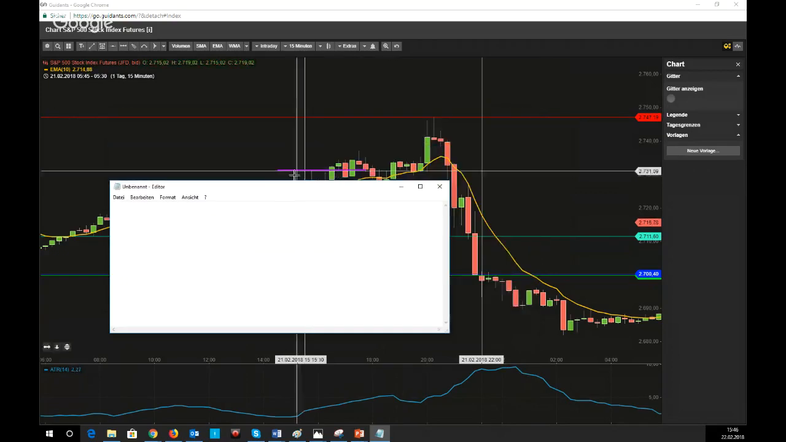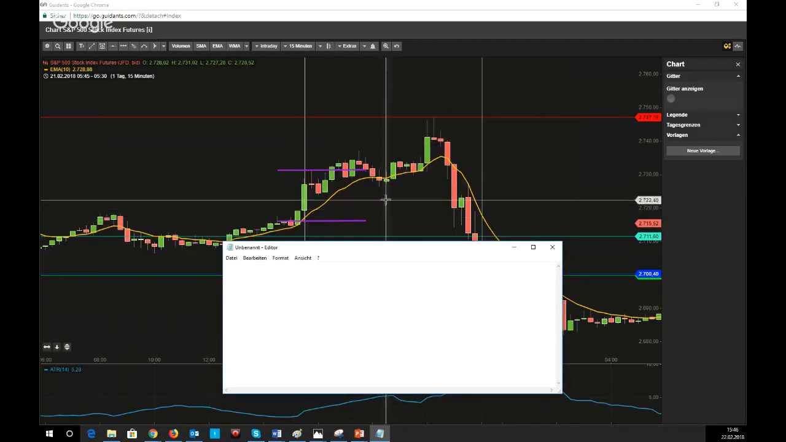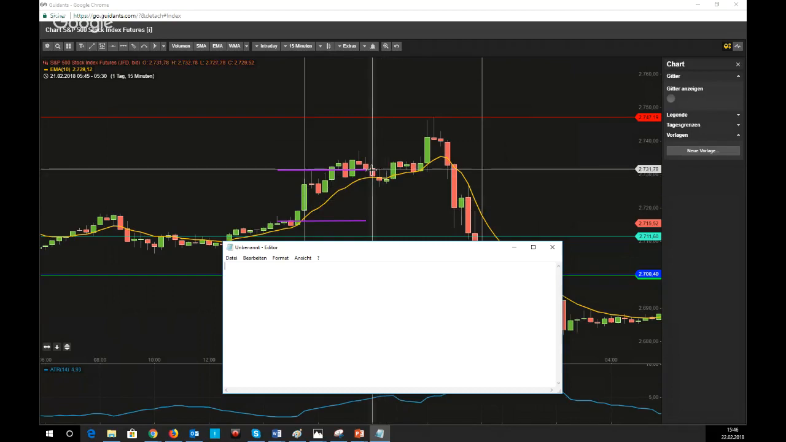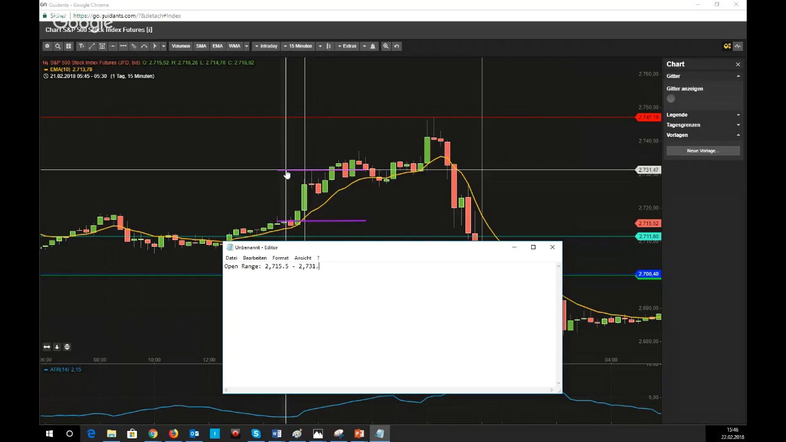And now let's see. The open range here is 716.5 and 731.75. So this is the open range. 715.5, 731.5. So that means that the open range is 16 points.